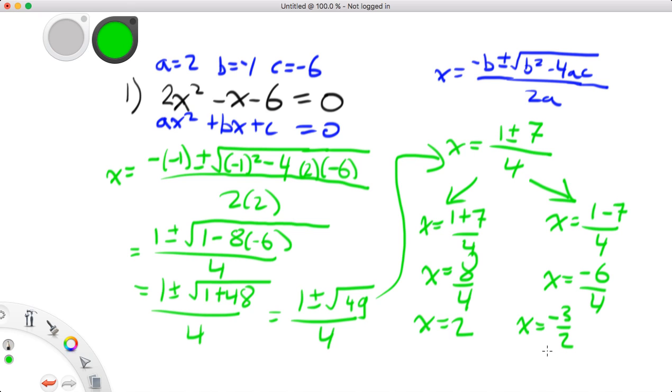Then x is equal to 1 plus or minus. Anyone know what the square root of 49 is? That's right, 7. 1 plus or minus 7 over 4. Now, this gets split into two separate equations. x is equal to 1 plus 7 over 4, and x is equal to 1 minus 7 over 4. That's what the magic plus or minus means. 1 plus 7 is 8, so x is equal to 8 over 4. 1 minus 7 is negative 6, so x is equal to negative 6 over 4.